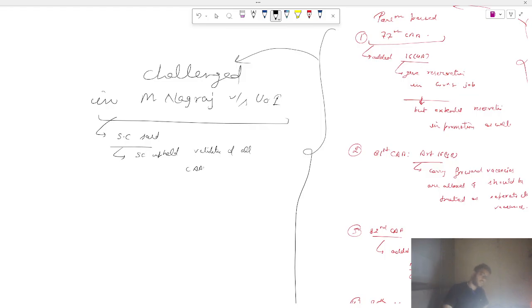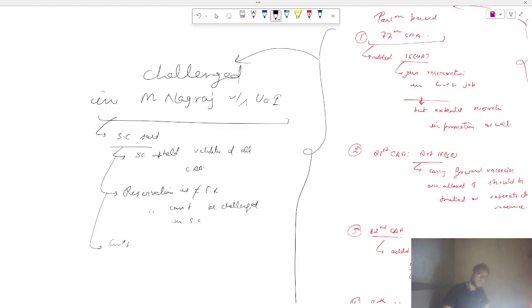Plus, the Supreme Court also stated reservation is not a fundamental right. Therefore, it cannot be challenged in the Supreme Court. So, the Supreme Court also stated that reservation is not a fundamental right, so therefore, it cannot be challenged in the Supreme Court.